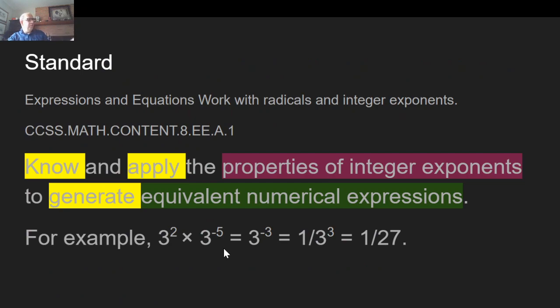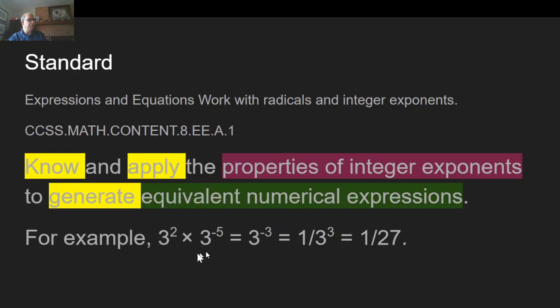So our standard for all of these is to know and apply the properties of integer exponents to generate equivalent numerical expressions. So know and apply are things you're doing. What are you doing it to? It's the properties of integer exponents, and how are you doing it? What is the end product going to be, in green?